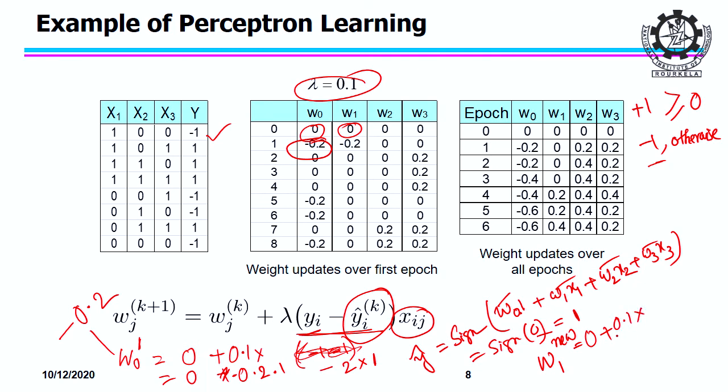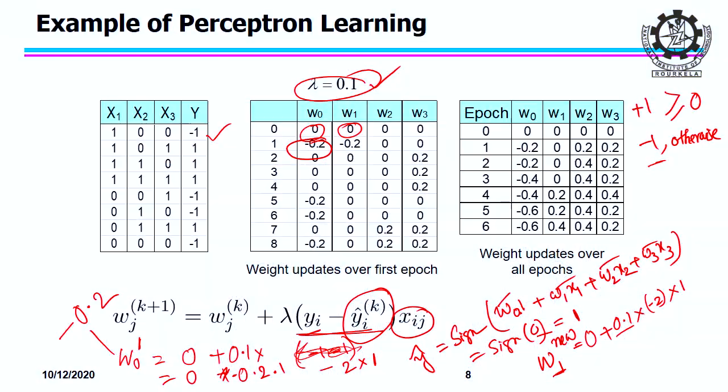0.1, that is the learning rate, into that error. What is the error for this sample? This error is minus 2 and x i j. x i is the first sample and j is what? j is the first feature, that is x 1. What is the value of x 1? That is 1. So, this will be 1. Therefore, this will also be minus 0.2 and that is what we see here.